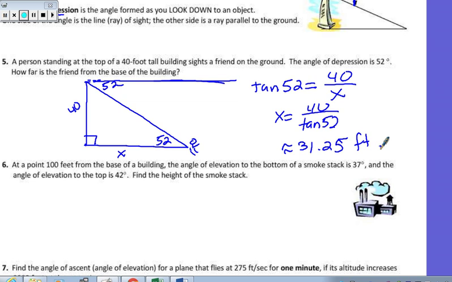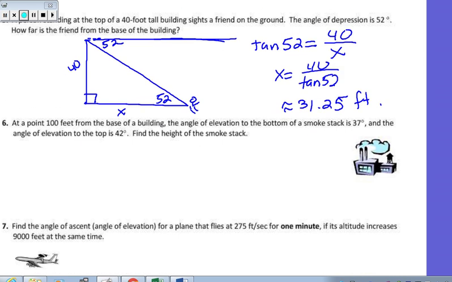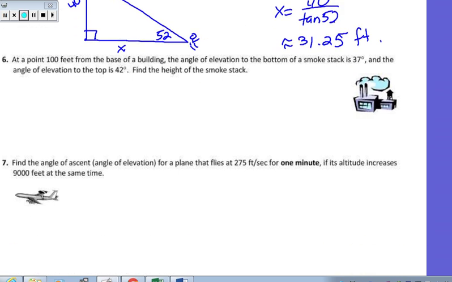Okay, let's try another one. So we've got, moving down here, a point 100 feet from the base of a building. All right, so there's the building at a point 100 feet away, so that's what they're referring to, the bottom part there. The angle of elevation to the bottom of a smokestack.